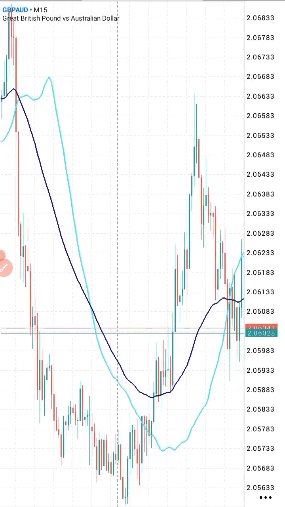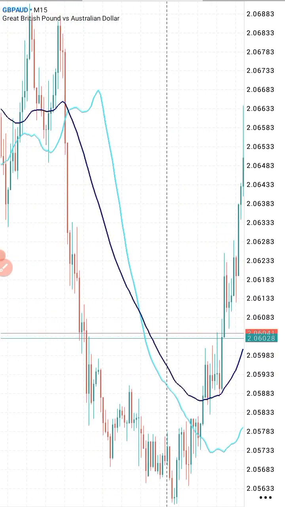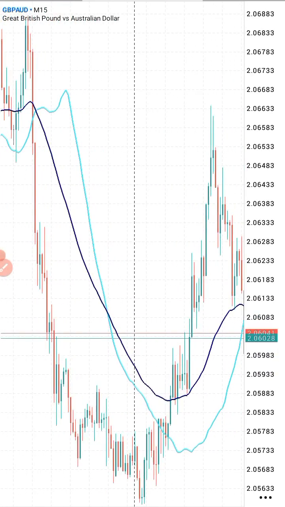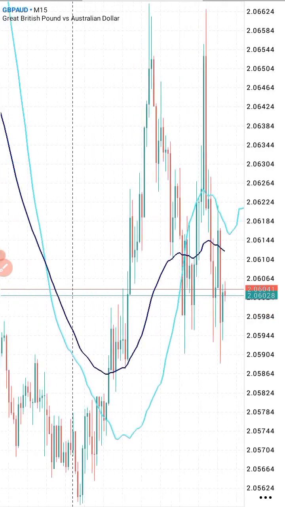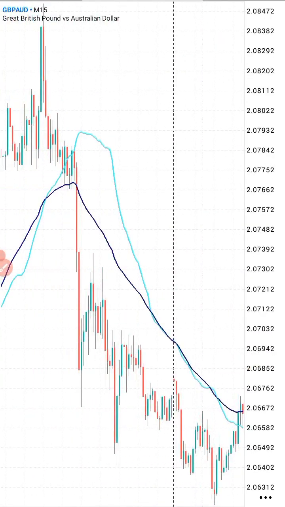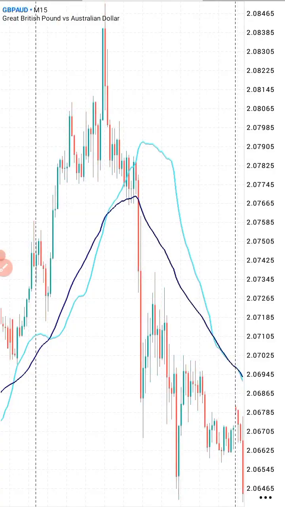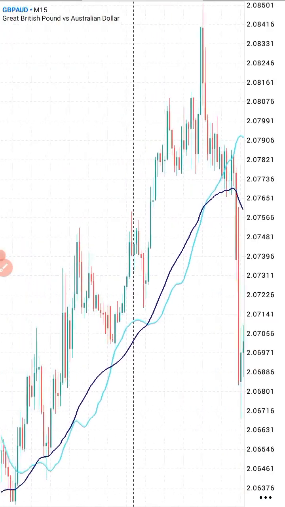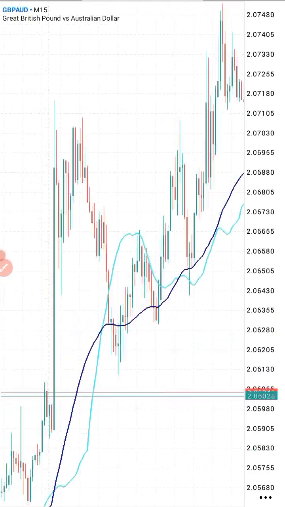Now look at it, guys. Price is coming back towards the 50 moving average. Price always comes back to the 50 moving average. That's just the secret of it. Price always comes back to the 50 moving average.